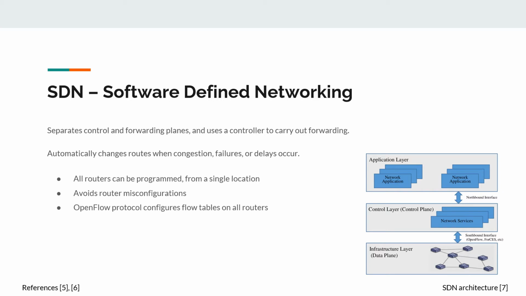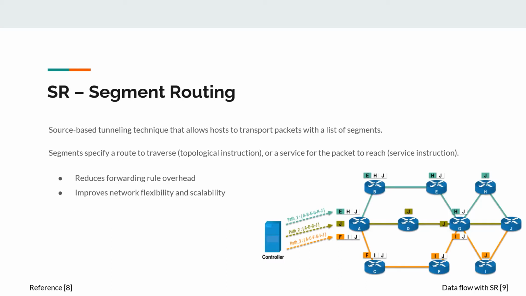So the image shows the SDN architecture. We see the application layer, which talks through the northbound interface to the control layer, and this is where the controller will be, and it will talk through the southbound interface using OpenFlow to the infrastructure layer, which is where the routers will be, and it will pass on the path.